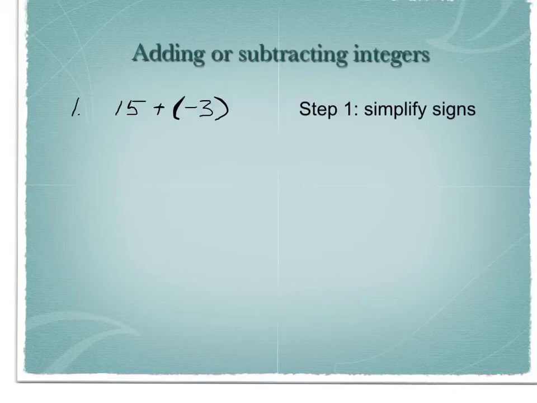Let's start out with the problem 15 plus negative 3. You will notice that there are two signs between the two integers. So we're going to go ahead and simplify those two signs so that we only have one sign in between our two integers. When you do that, we want to multiply our signs. So a positive times a negative is a negative. So we'll rewrite this 15 minus 3. And we know 15 minus 3 is 12.